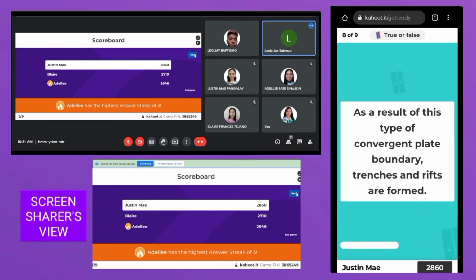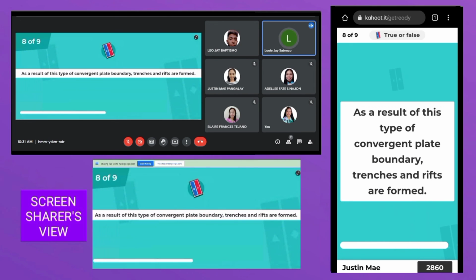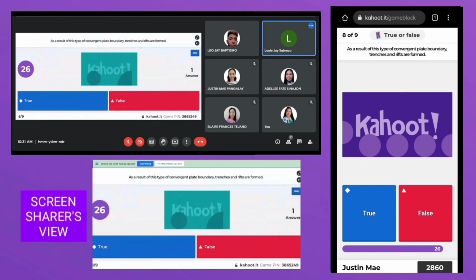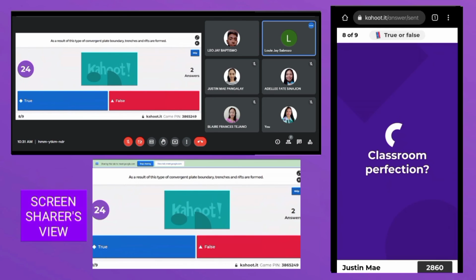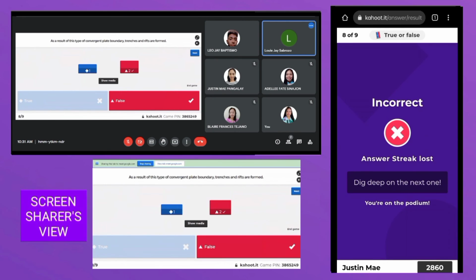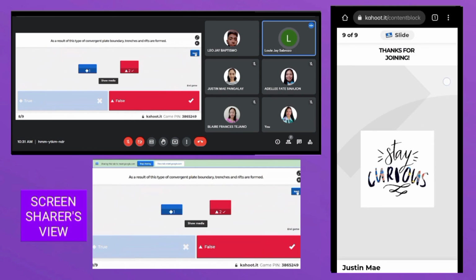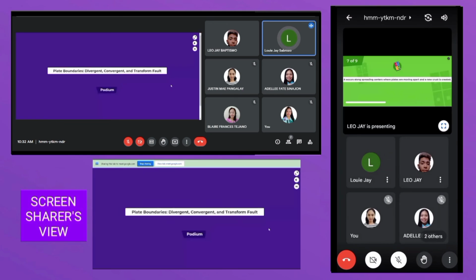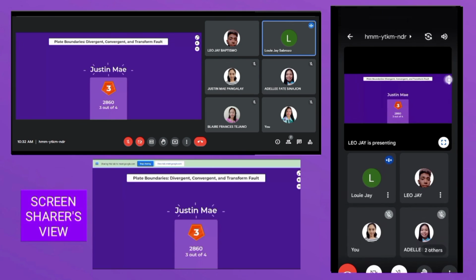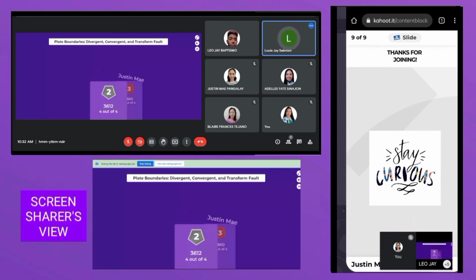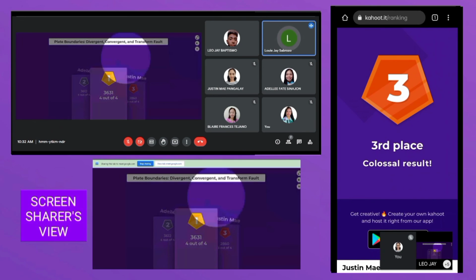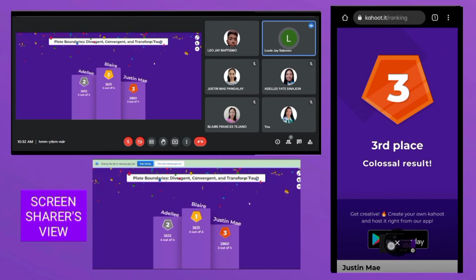The last question: as a result of this type of convergent plate boundary, trenches and rifts are formed. True or false? So the answer is false. So let's see your scores on the leaderboard. Third was Justine May, then second was Miss Adelie, and the top scorer was Miss Bear.